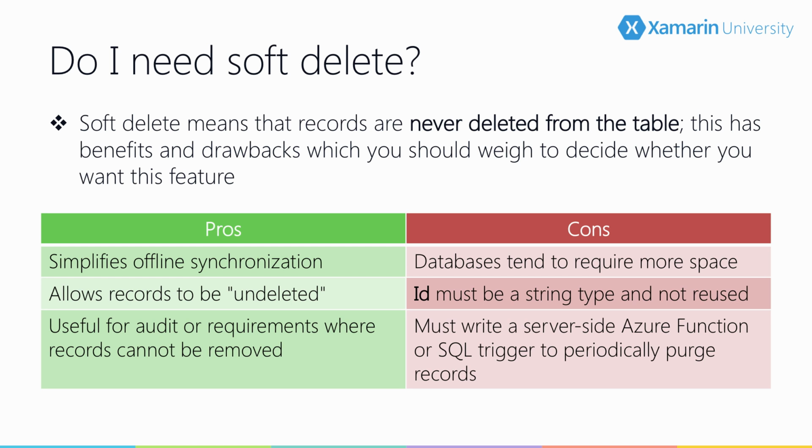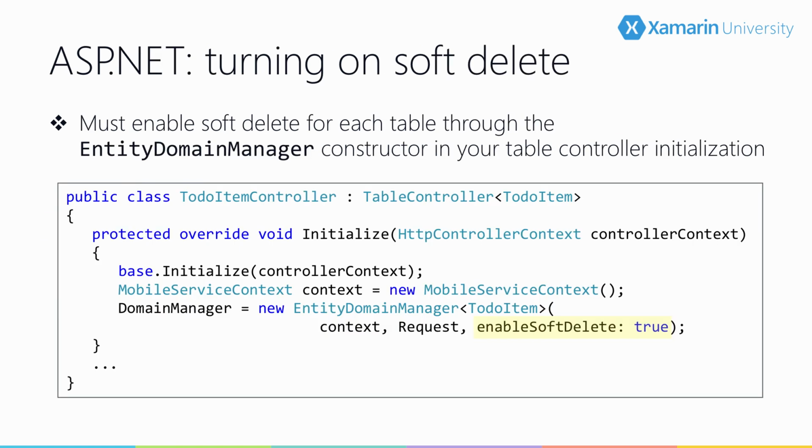It makes the database larger because records are never deleted. The ID column cannot be reused, and it has to be a string type, which is the default anyway. And you are probably going to need a server-side function to periodically clear those deleted records. To activate the soft delete support, you must pass a flag to your EntityDomainManager of type T class, which is part of your Initialize method in your table controller. You must pass a true flag as part of the constructor. And this has to be done on each table controller that needs to support soft delete.